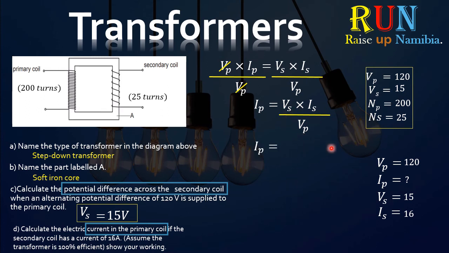So you ask yourself, what is Vs? Vs is 15 multiplied by, what is Is? Is is 16 divided by, what is Vp? Vp is 120. So if you work this out on your calculator, which is 15 multiplied by 16 divided by 120, it will give you 2 amps. And that's your final answer for D.